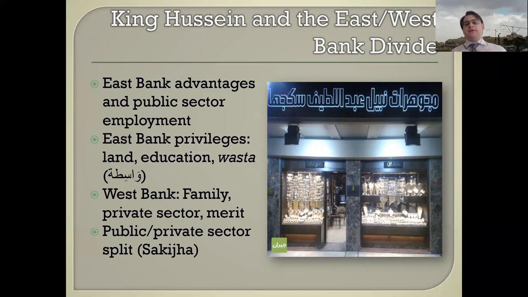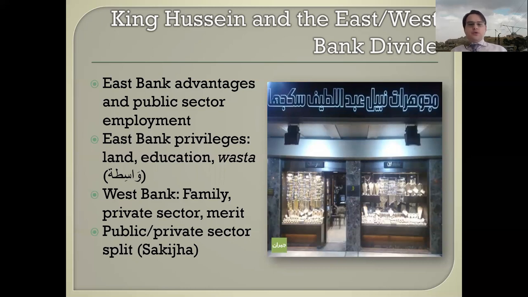The West Bankers do not have such privileges, so they rely a lot more on meritocracy. They run some of the largest businesses in the kingdom. Here I have a photo of Sakishha, which is a very famous jeweler across Jordan. They have a lot of stores, not just in the capital, but beyond. They're one of the biggest businesses in Jordan, and they are Palestinian. So here we have this interesting look at the fact that Palestinians are really running the business sector and are part of the business elite, whereas the East Bankers often are the ones who have propped up the monarchy and who are part of the public sector.